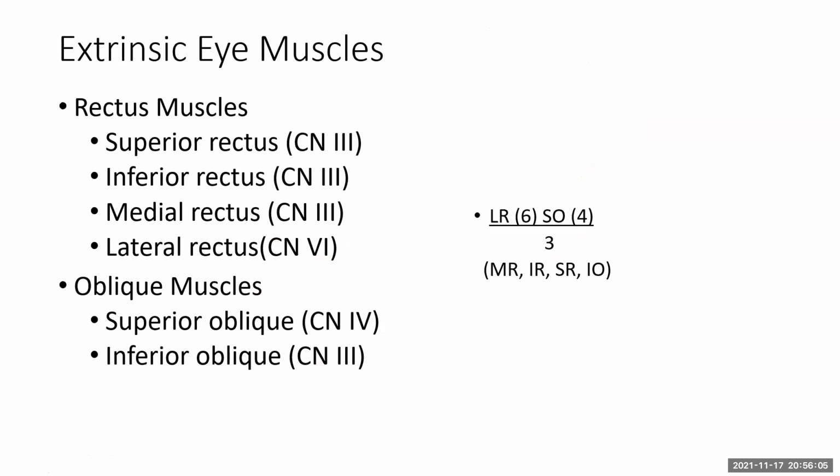This little slide here just shows you which muscles are innervated by which cranial nerves. There's this little formula that I usually use: LR6 SO4 over 3. So lateral rectus is innervated by cranial nerve number 6. Superior oblique is innervated by cranial nerve number 4. And then all the remaining eye muscles are innervated by cranial nerve number 3. And you can see which those are: medial rectus, inferior rectus, superior rectus, and inferior oblique. LR6 SO4 over 3.